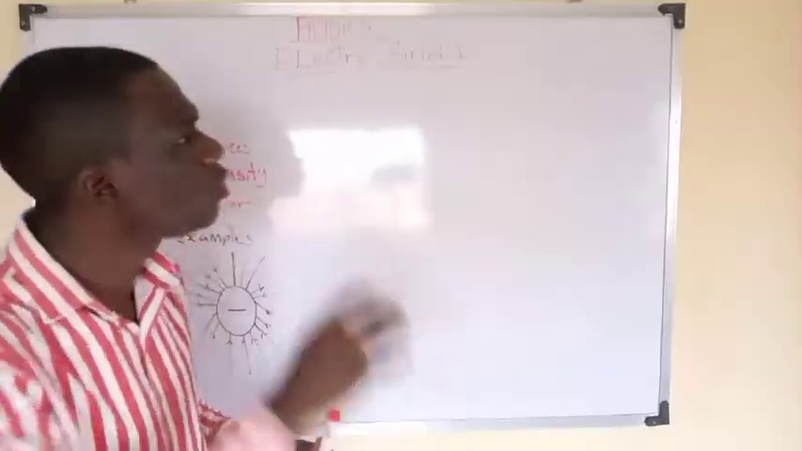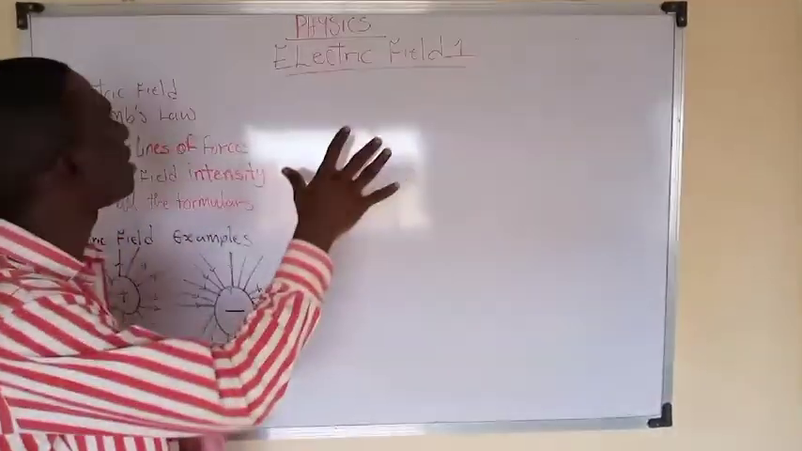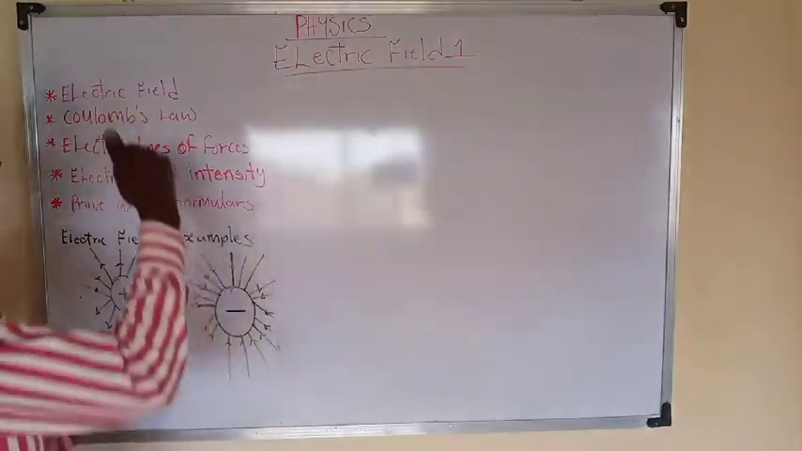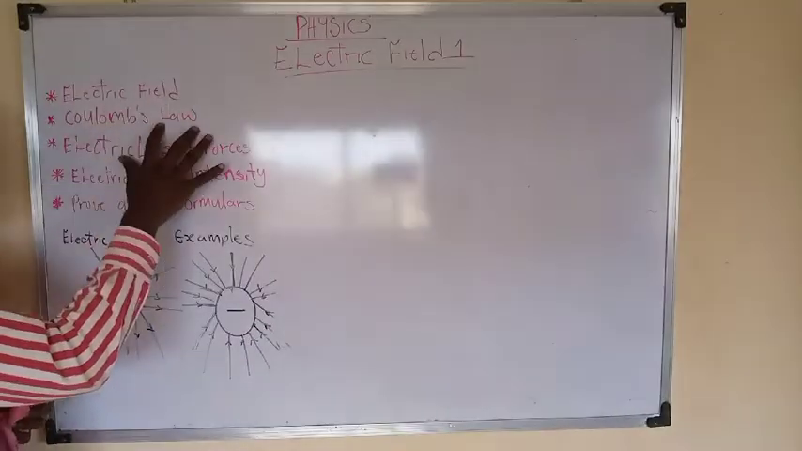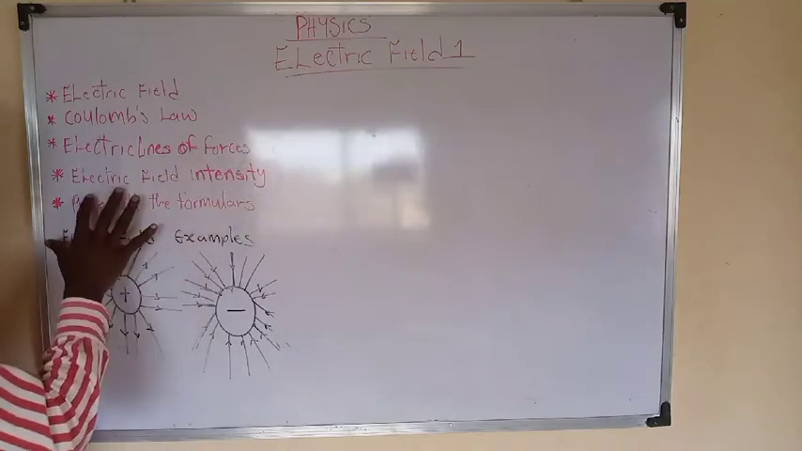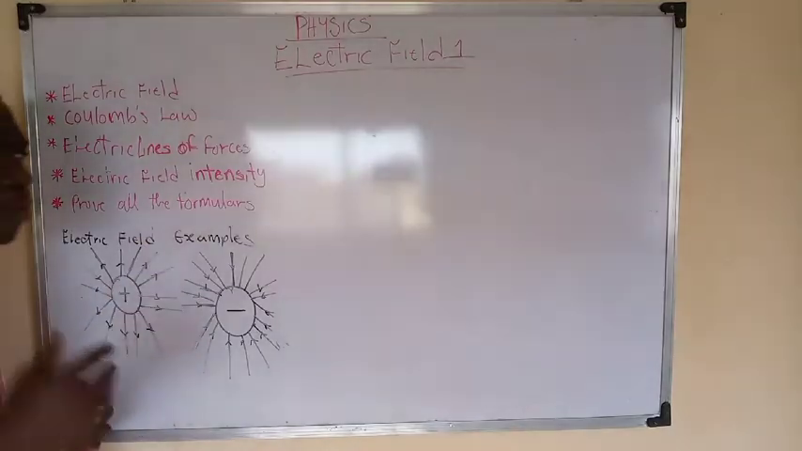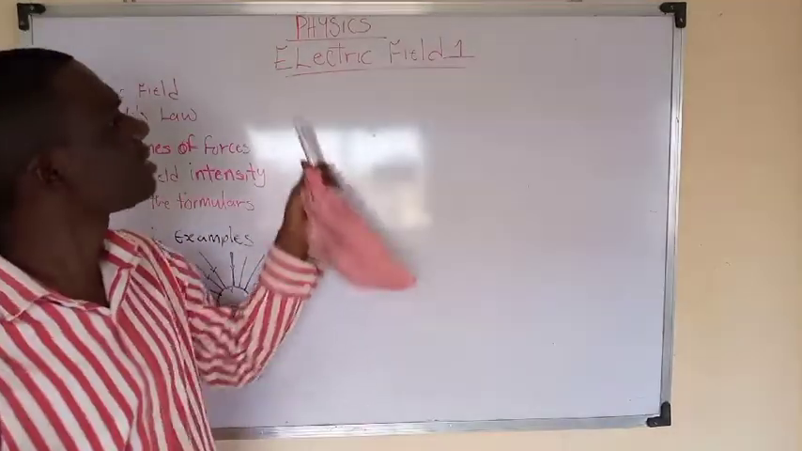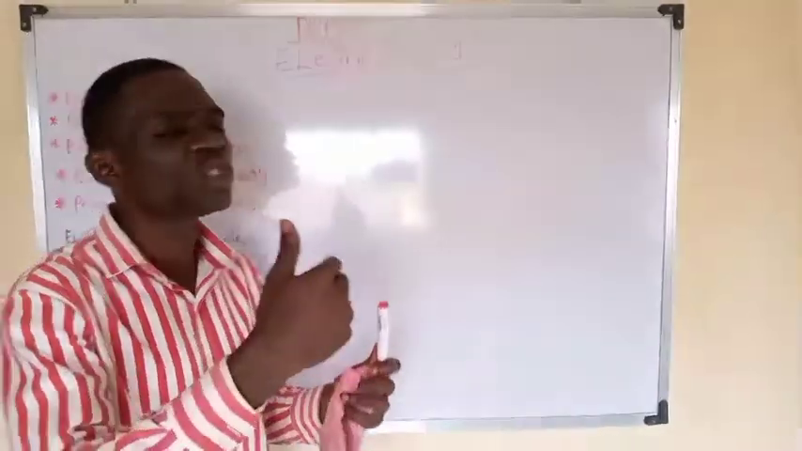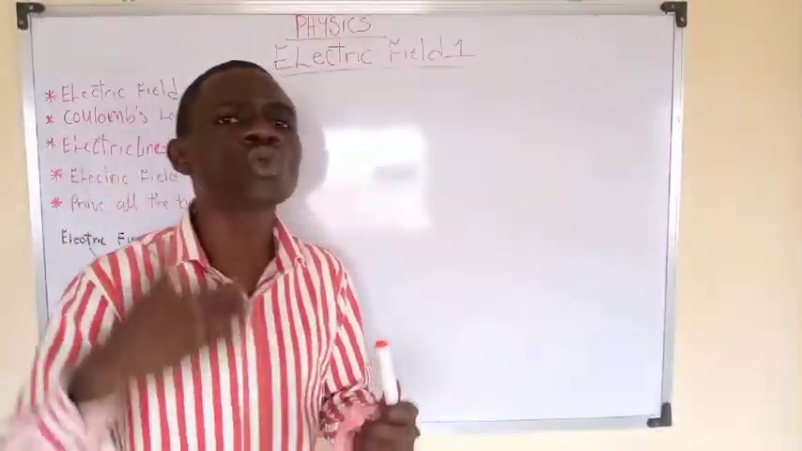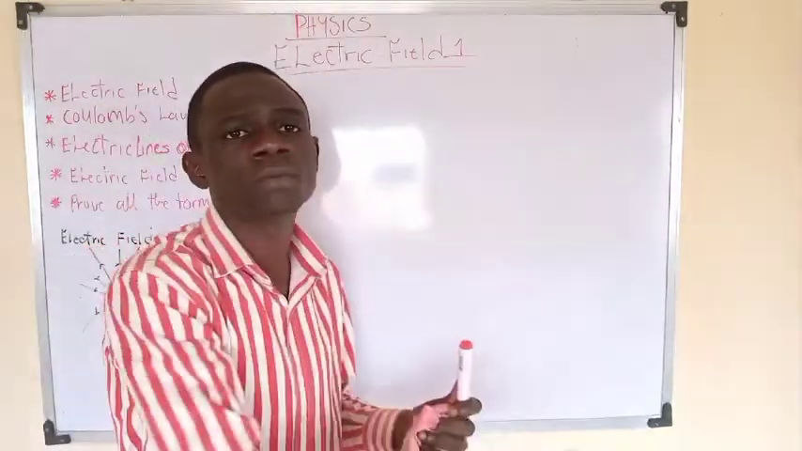In today's class, we're looking at electric field, a topic under physics. Under this topic, we are going to discuss the following subheadings: electric field, Coulomb's law, electric lines of forces, electric field intensity, and we'll prove some formulas. We will not be able to cover all it takes in electric field in just a single class, so this class will be split into parts. I encourage you to watch the other parts which will be released as the week goes on.